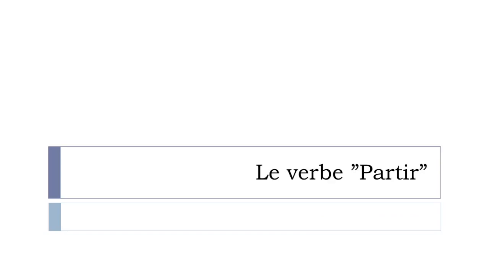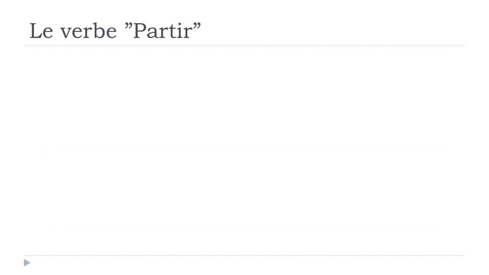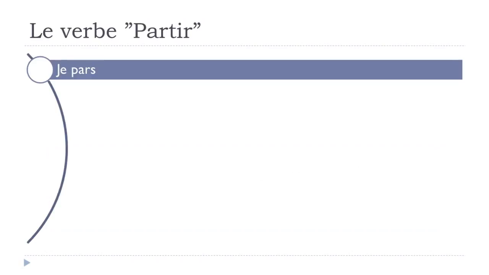Le verbe partir, partir means to leave, okay, at the present form. So we see this verb because this verb is normally quite useful, and then it is not regular, so it belongs to the third group of verbs, so it's always good to see the conjugation together, okay? So the first form is je pars. So final S not pronounced. Je pars.